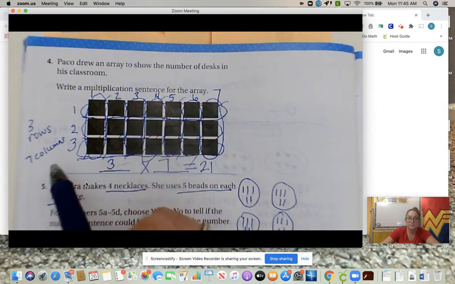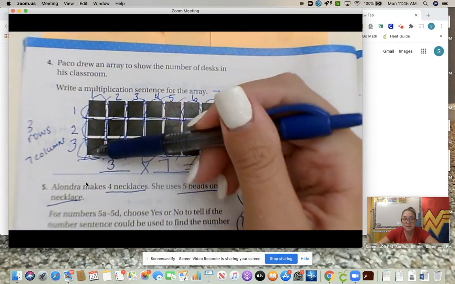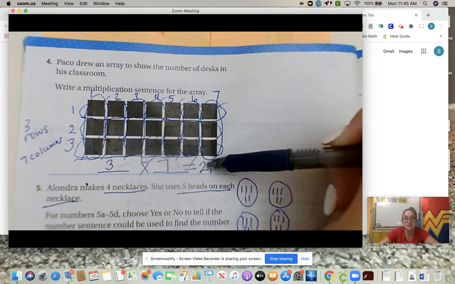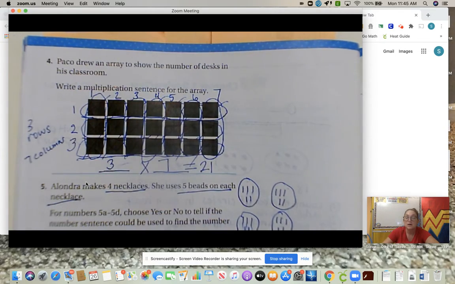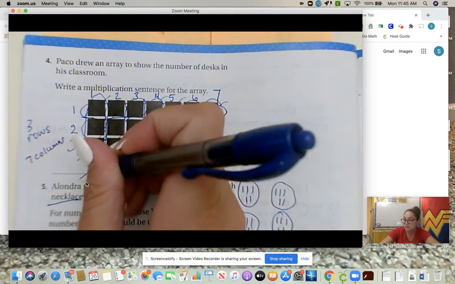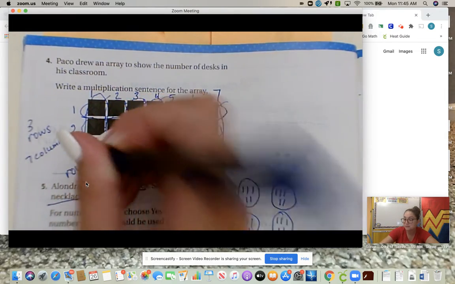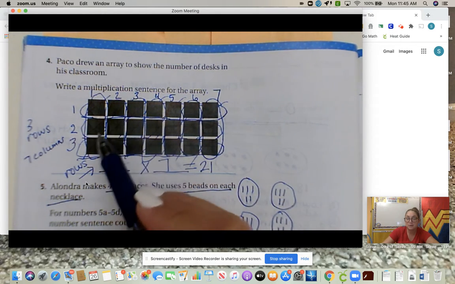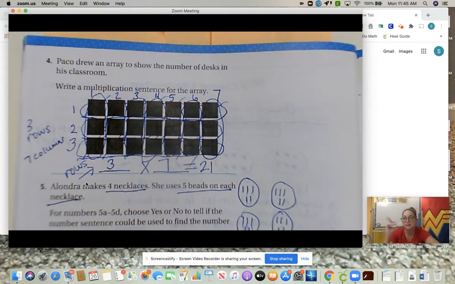1, 2, 3. Columns are up and down. So we have 1, 2, 3, 4, 5, 6, 7. 7 columns. Rows go first. So we have 3 times 7. Columns go second. Equals, when you count up all the boxes, you get 21.